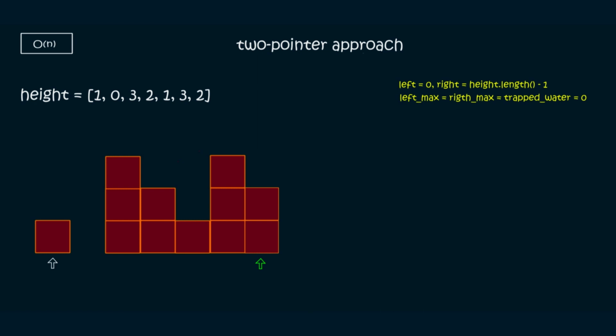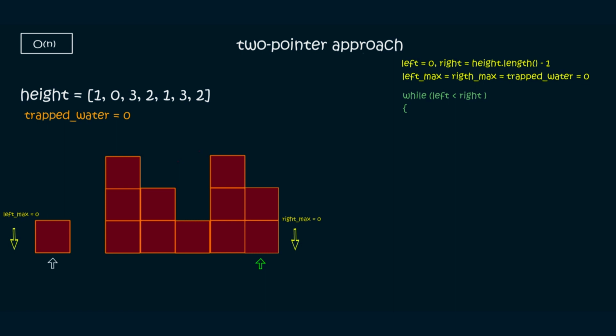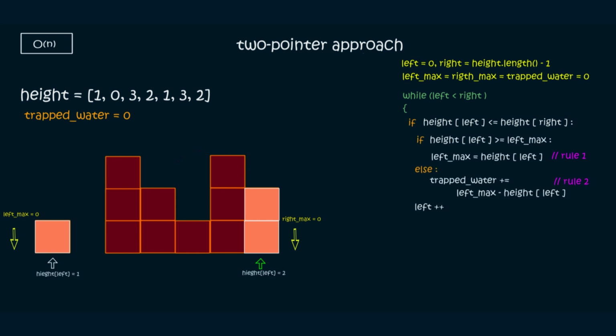Now the question arises: when should we move the left pointer and when should we move the right pointer? And how do we ensure that there is at least one bar with a greater height on the right side? If the current height at the left pointer is less than the current height at the right pointer, we can be confident that on the right side there exists at least one bar whose height is greater than or equal to the left max height. This indicates that water can be trapped and we can follow rule number 2. In this case, we will move the left pointer.